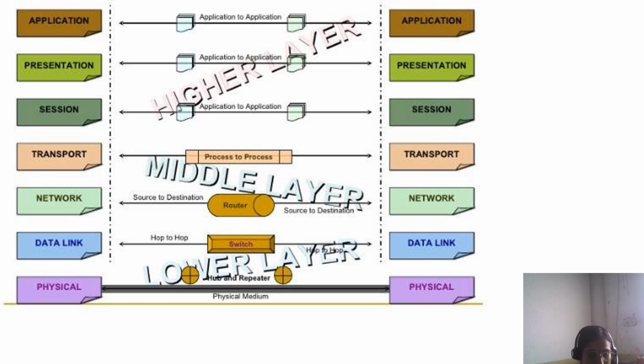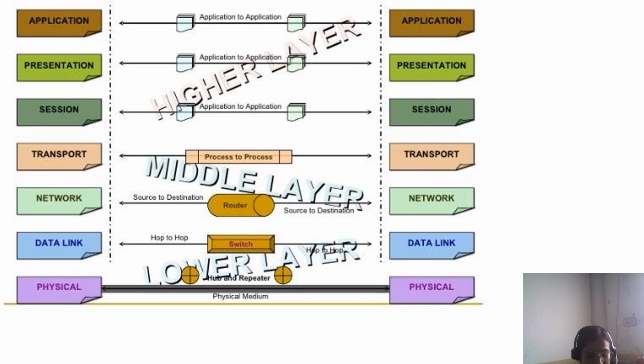And the third one is the session layer. The session layer is responsible for establishing, managing, and terminating sessions between the applications. And then comes the transport layer. The transport layer ensures reliable data transfer through error detection, flow control, and data segmentation.